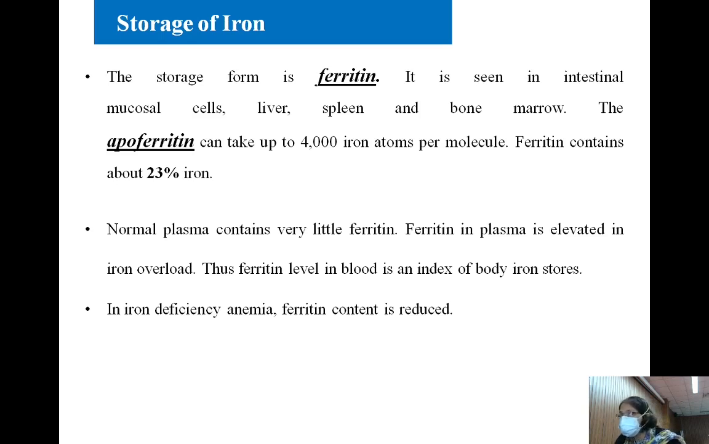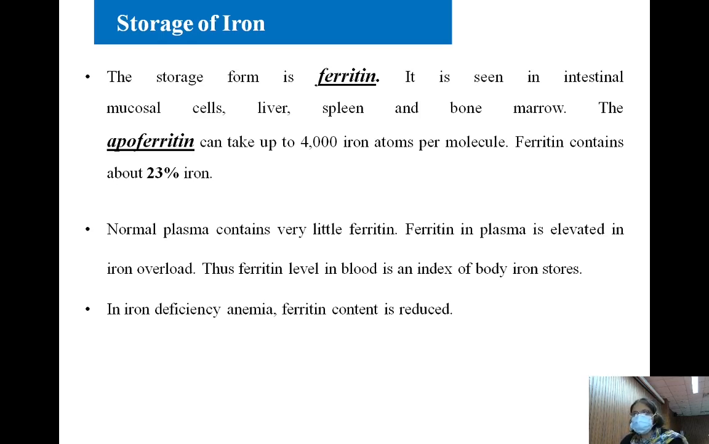Iron is stored as ferritin in the mucosal cells, as already explained, and in the liver, spleen and bone marrow. The apoferritin can take up to 4000 iron atoms per molecule. Ferritin contains about 23% iron.